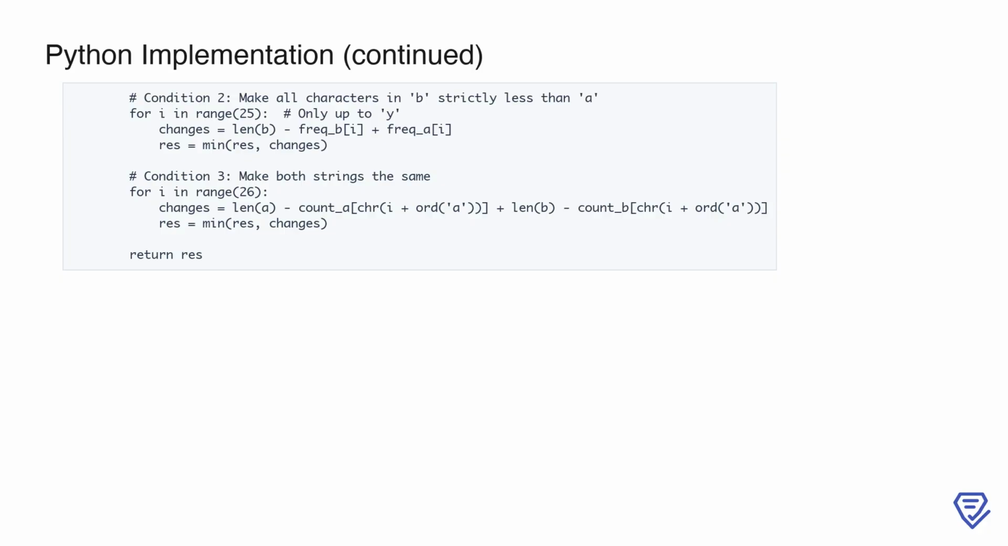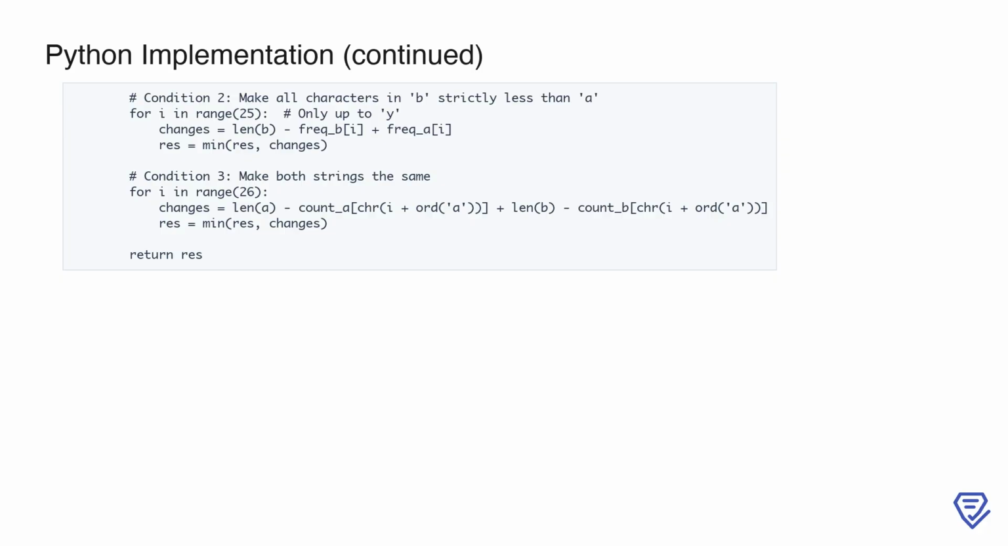for this condition. Finally, the third condition is to make both strings identical. For this, we iterate over all 26 letters of the alphabet. For each letter, the total number of changes required is calculated as the characters in A that are not equal to this letter, plus the characters in B that are not equal to this letter. This ensures that both strings would be made up entirely of this letter. Again, we update res to be the minimum of its current value and the changes calculated for this condition.